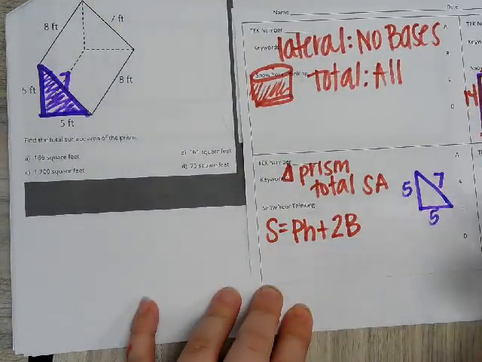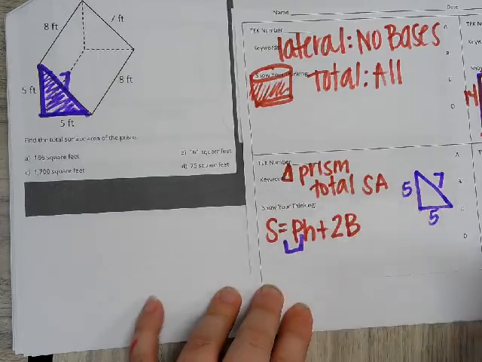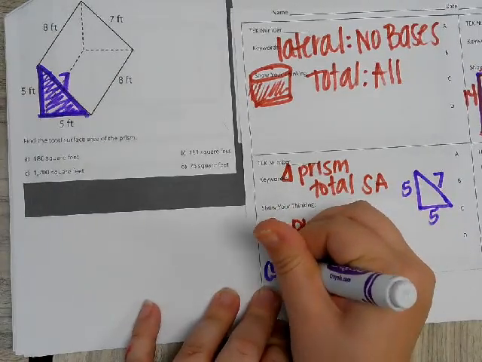So remember, the first thing I'm going to do is find my perimeter. So I'm going to do 5 plus 5 plus 7.